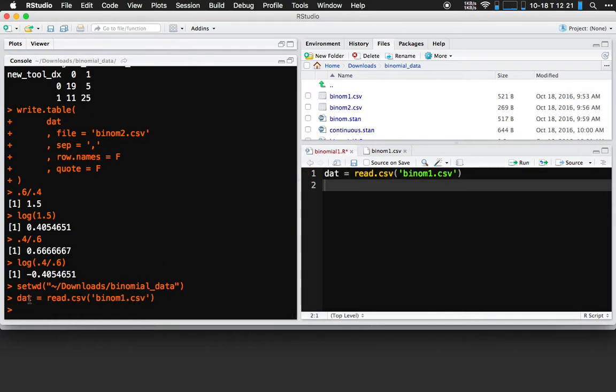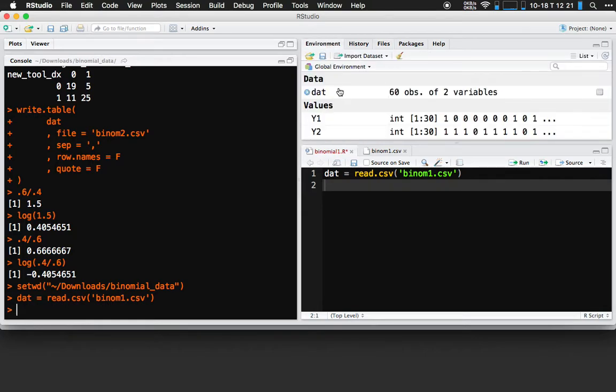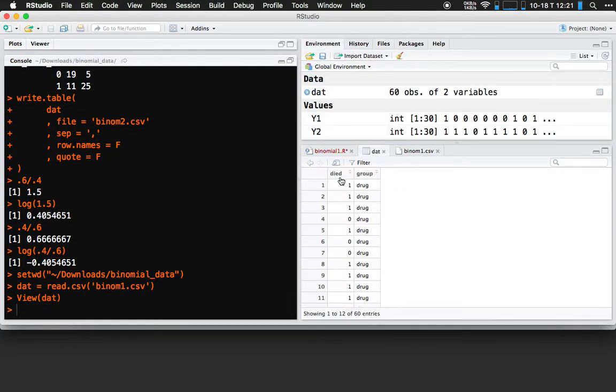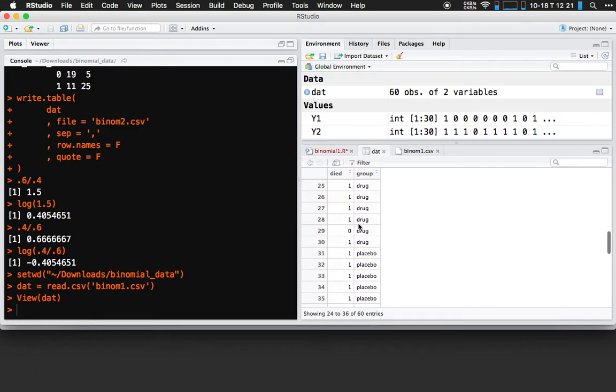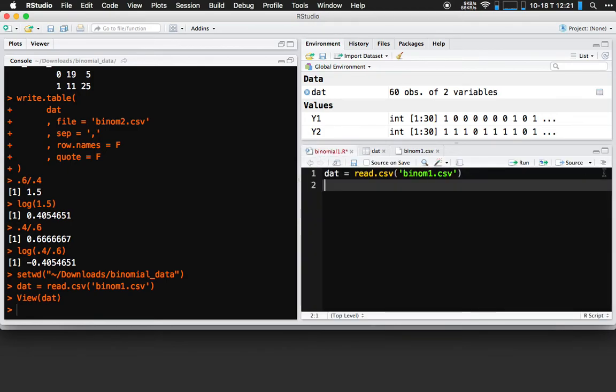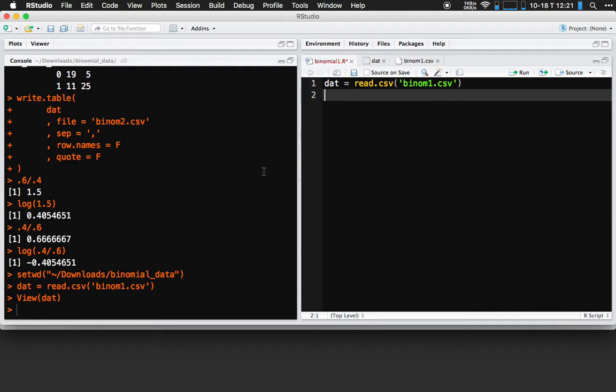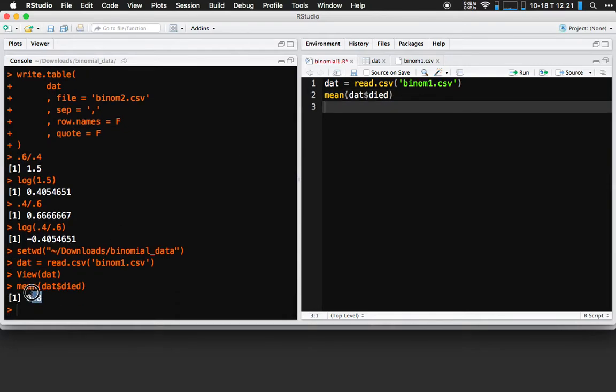So having read in dat, I can double check my environment and see that it looks exactly like it was in the file. Bunch of ones, bunch of zeros. I can actually see what is the mean, what is the rate of death in my samples overall. So mean of dat died will give me the proportion. So overall, about 80% of people died.